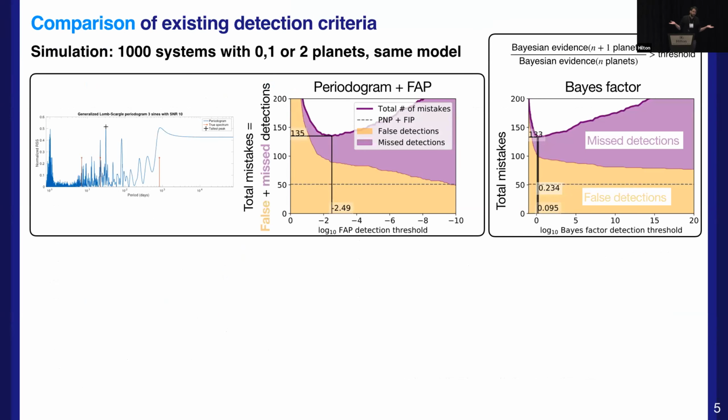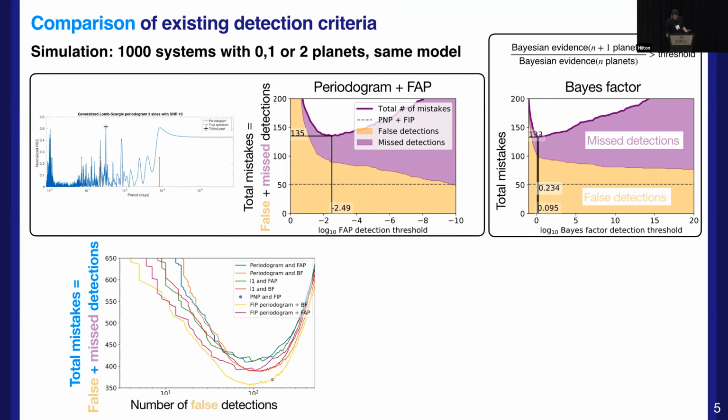So let's try to compare them. I made a simulation where I simulated 1,000 RV data sets in which I have random planets, 0, 1, or 2. And I'm going to analyze these systems with the periodogram, with the L1 periodogram, with the Bayes factor, with many different methods. And as I move my detection threshold, I will have more or less false detection. So you see here, as I move towards the right, I become more and more stringent.